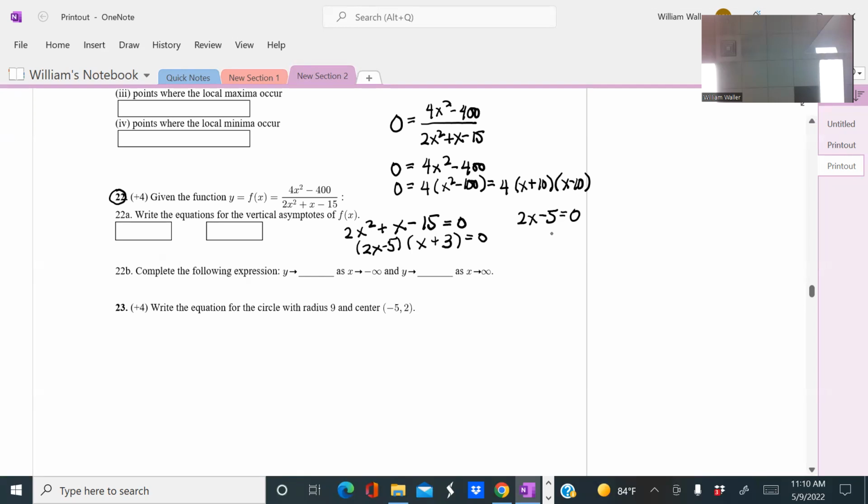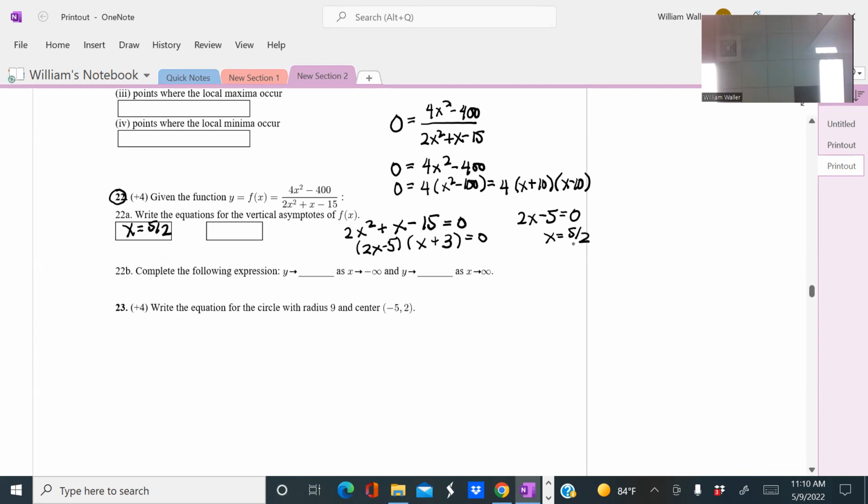So 2x minus 5 equals 0. I think that means x is 5 halves. That is the equation for the asymptote. It's x equals 5 halves, because equations for vertical lines are x equal to a number. So one of your vertical asymptotes is x equal 5 halves.